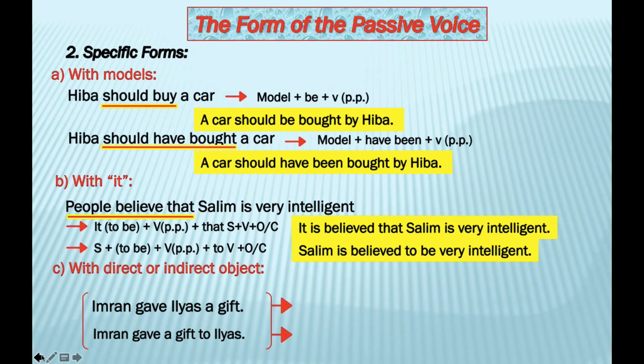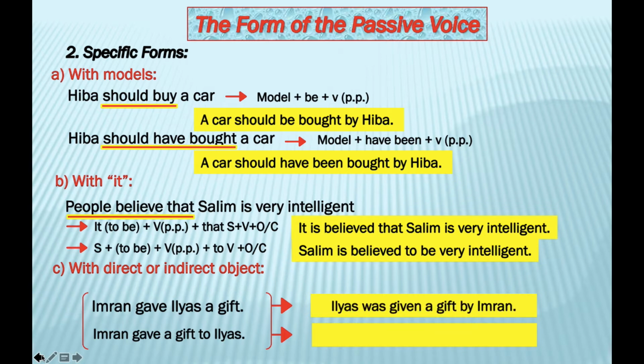Imran gave Ilyas a gift. Imran gave a gift to Ilyas. We will have maybe one of them, and we can answer it in two sentences. Both sentences are correct. You can choose one of them while you are writing. For example, in the first one, if we start with Ilyas, we say Ilyas was given a gift by Imran, or a gift was given to Ilyas by Imran.